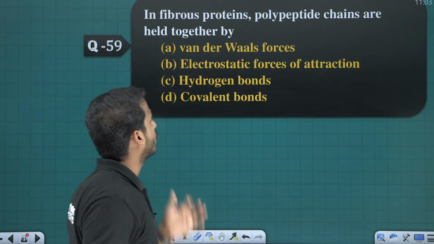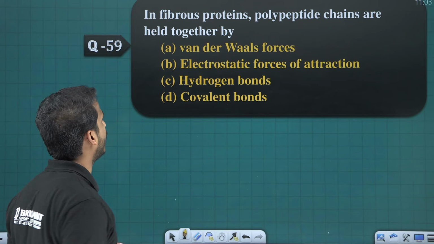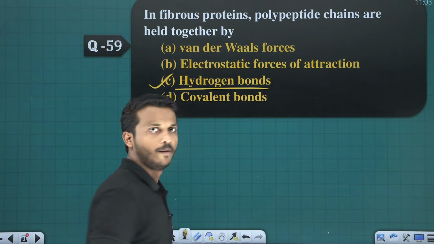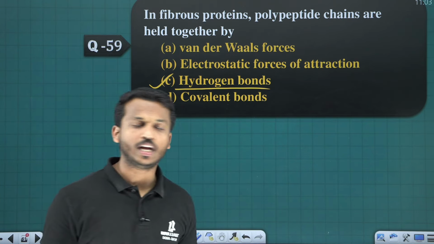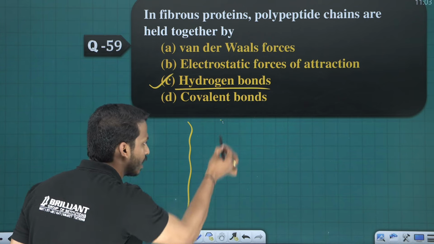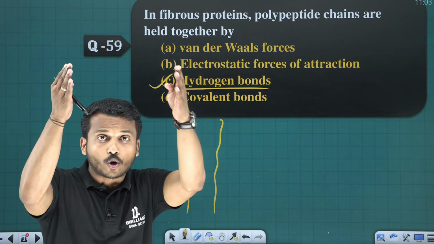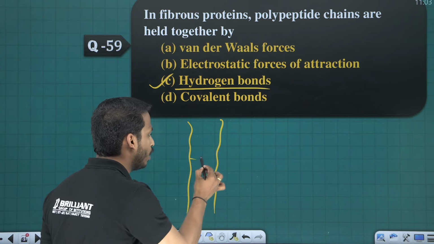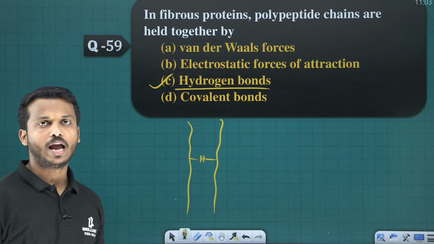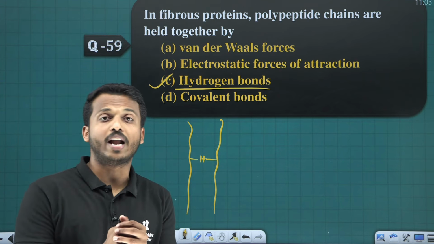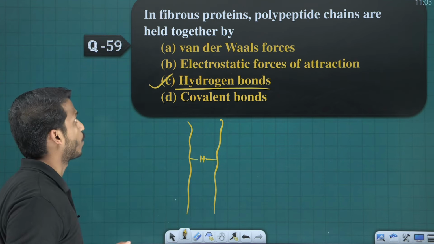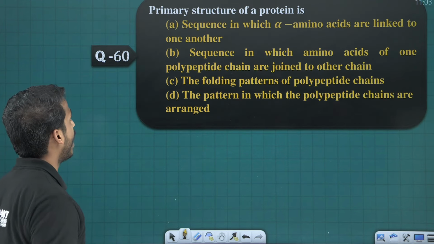In fibrous protein, polypeptide chains are held together by hydrogen bond. You know what is a fibrous protein? When two polypeptide chains run parallel, held together by hydrogen bond, they make it very strong and insoluble in water. Fibrous protein structures are held together by hydrogen bond.